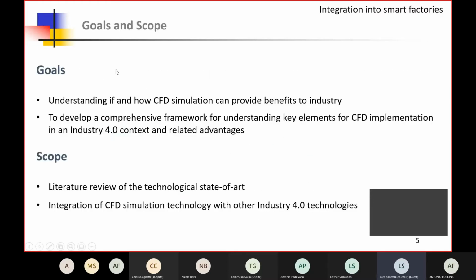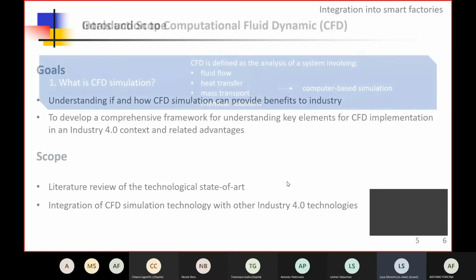These are the goals of my work, which were to understand if and how CFD simulation can provide benefits to industry. The second goal is to develop a comprehensive framework for understanding key elements for the CFD implementation in an Industry 4.0 context and related advantages. The scope of my work was a literature review of the technological state of art and the integration and how to integrate CFD simulation technology with other Industry 4.0 technologies.